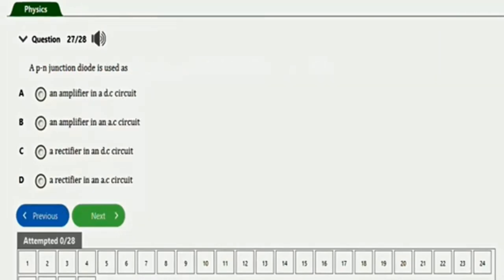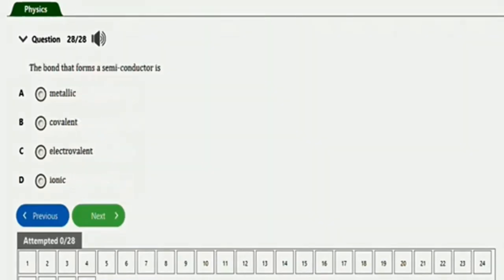It says a PN junction diode is used as: an amplifier in a DC circuit, an amplifier in an AC circuit, a rectifier in a DC circuit, a rectifier in an AC circuit. So the right option is option D. Take note of this question: a rectifier in an AC circuit. The last question before I end this video says the bond that forms a semiconductor is... so option B, the right one, covalent.